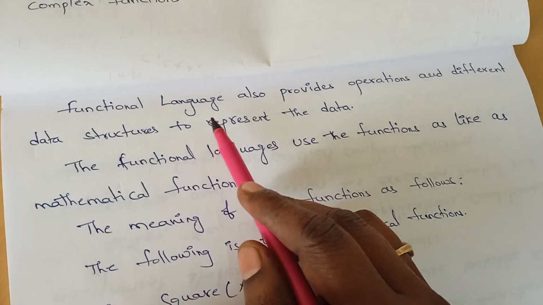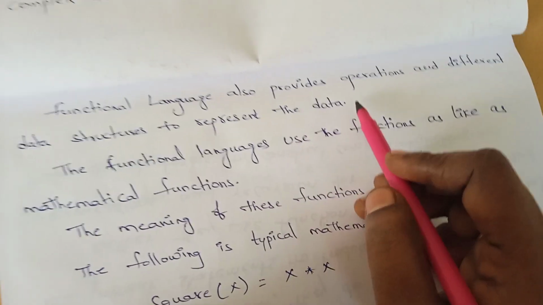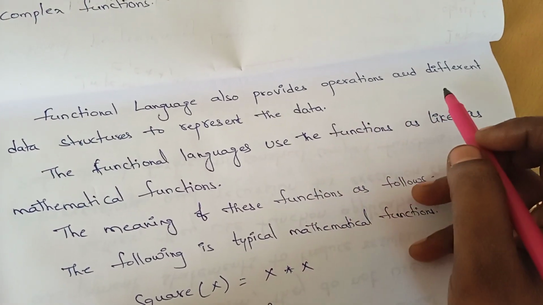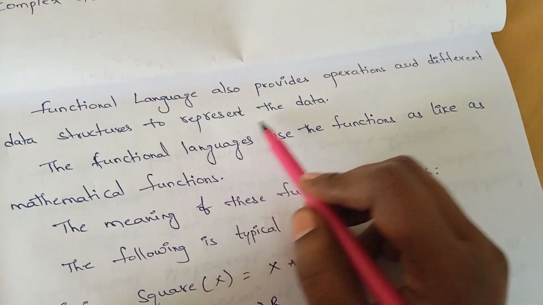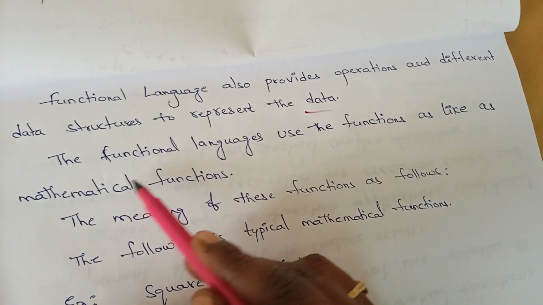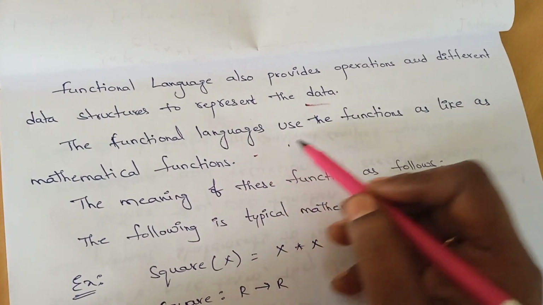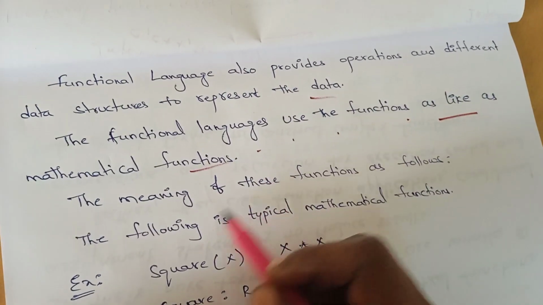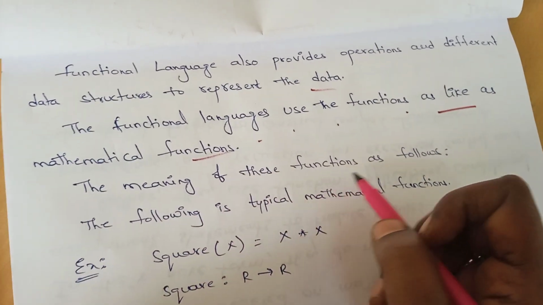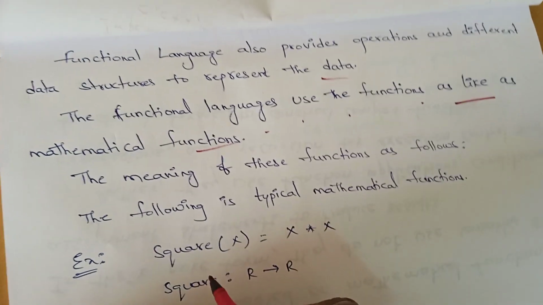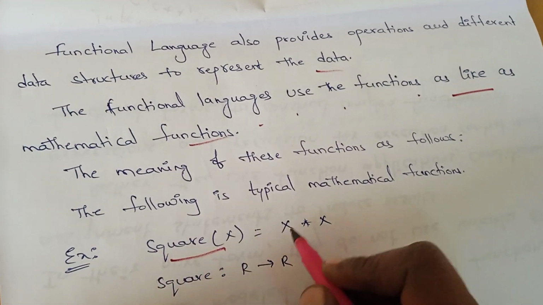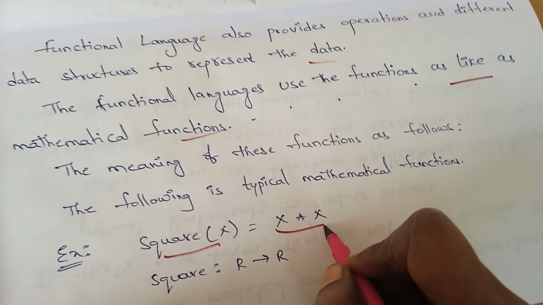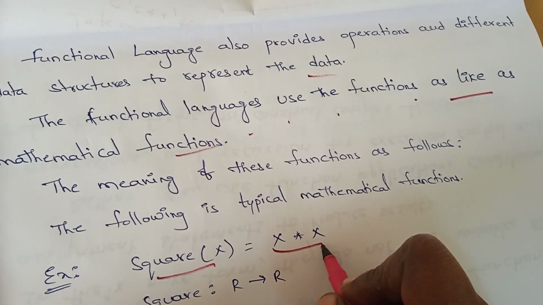Functional programming languages also provide operations and different data structures to represent the data. The functional languages use functions just like mathematical functions. The meaning of these functions is as follows. Now look at this: square of x equal to x into x. What are we performing?